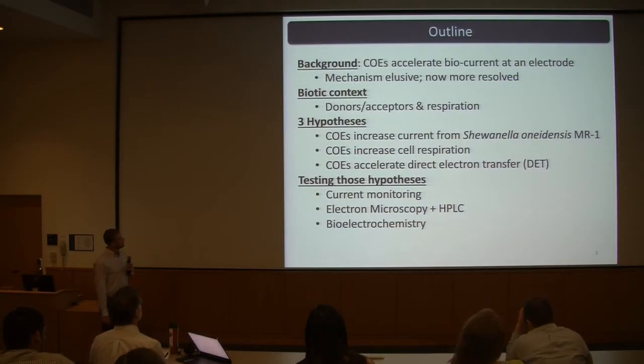So a quick outline. I'll be talking a little bit about some of the founding experiments with conjugated oligoelectrolytes and the fact that the mechanism of their action has been rather elusive over the years. This work was started back in 2010, and we've been trying to figure out why these molecules are helping. And then a quick bit of context with Shewanella and just sort of an energetic landscape in terms of thinking about how these molecules might be working. And then three hypotheses that I sort of directed my experiments around and how I eventually tested them.